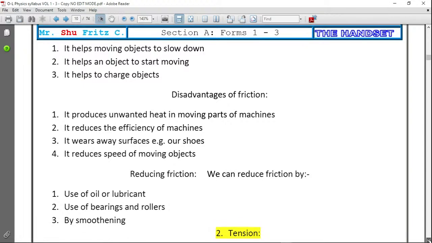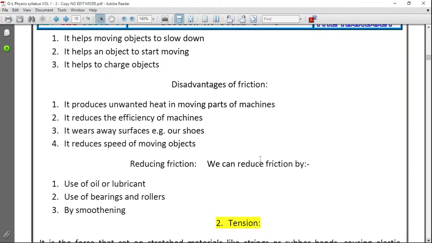For the advantages of friction, it helps moving objects to slow down. Friction also helps objects to start moving. Without friction, it will not be possible for somebody to move, because when you try to stand, your legs will just keep sliding and you will not be able to stand. As well as its disadvantages.